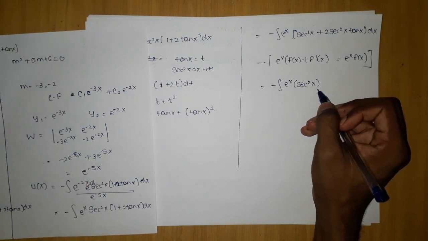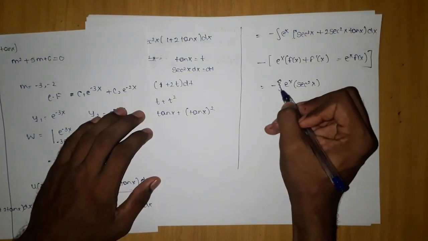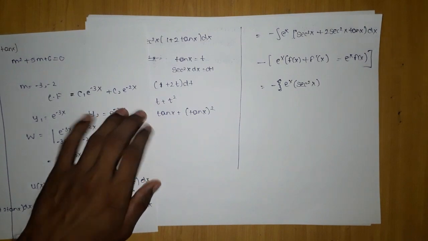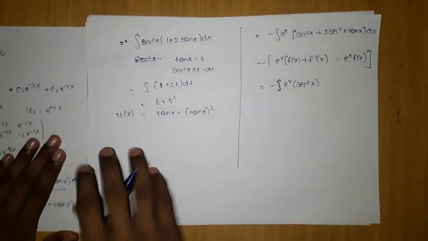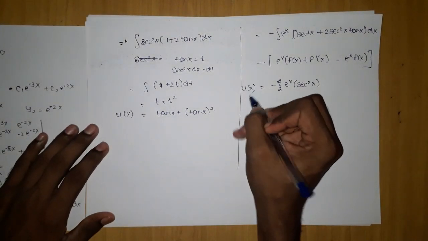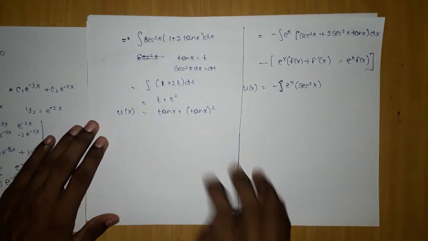So we are going to live with this thing only. There will be no integration, I forgot. Minus e to the power x sec square x. Now we got u of x different in both cases. Now let's focus on getting the v of x.